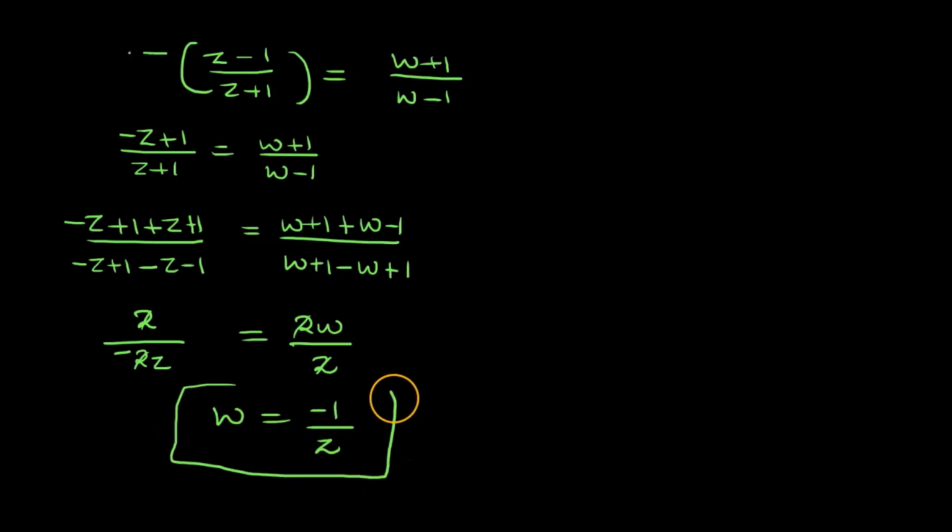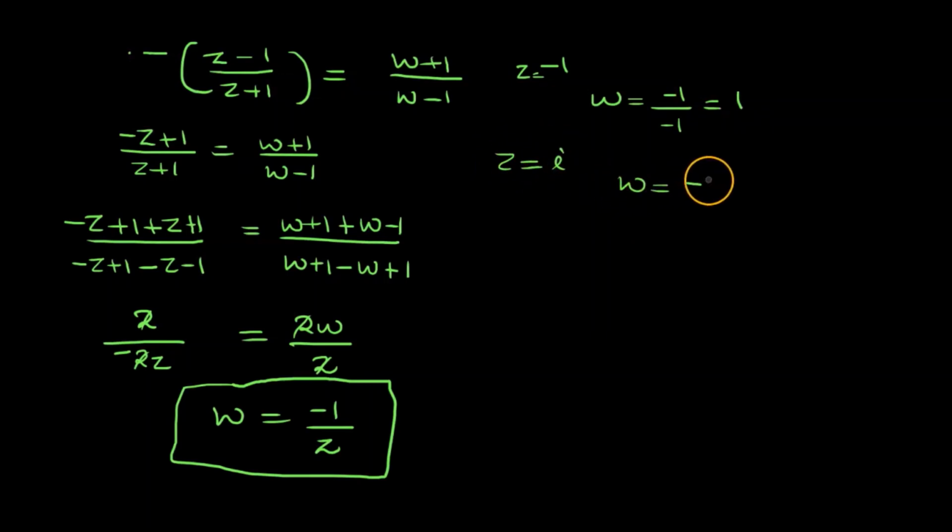So this is the required bilinear transformation, which maps minus 1, I, 1 to 1, I, minus 1. Let's check. Z is equal to minus 1, W is equal to minus 1 by minus 1, that is equal to 1. So minus 1 maps to 1. Now Z is equal to I, W equal to minus 1 divided by I. We know that 1 by I is minus I.